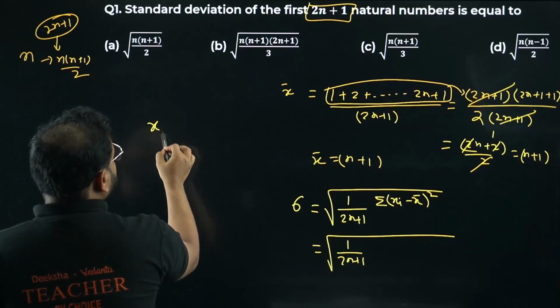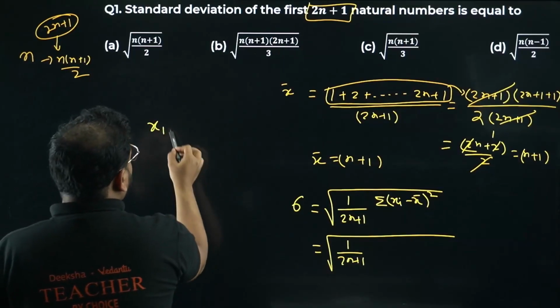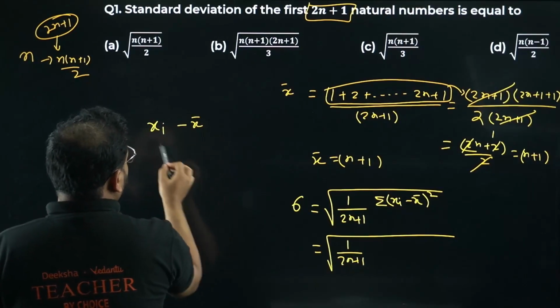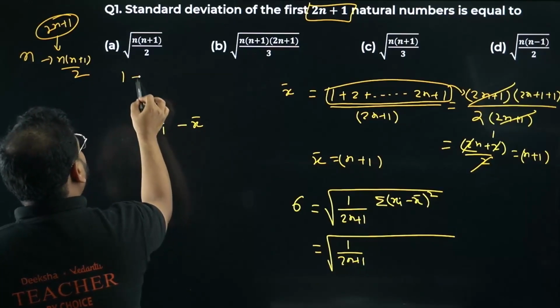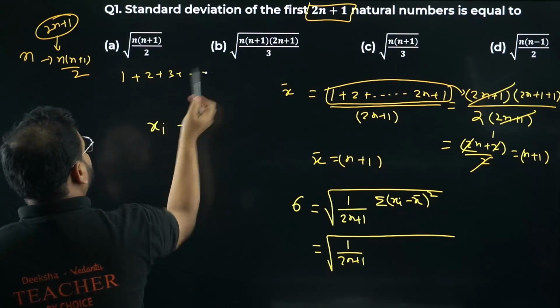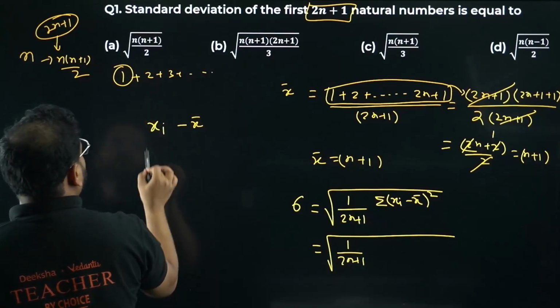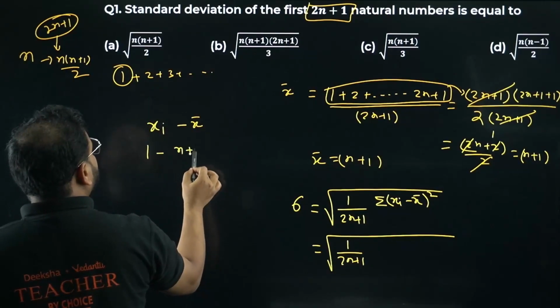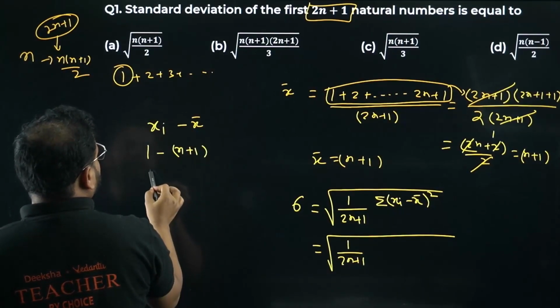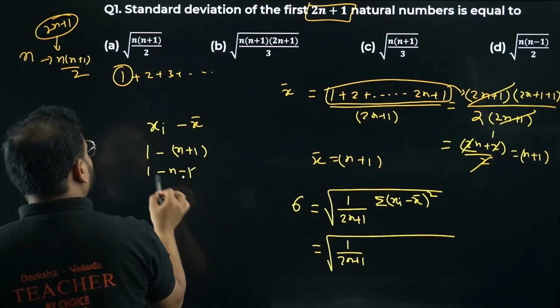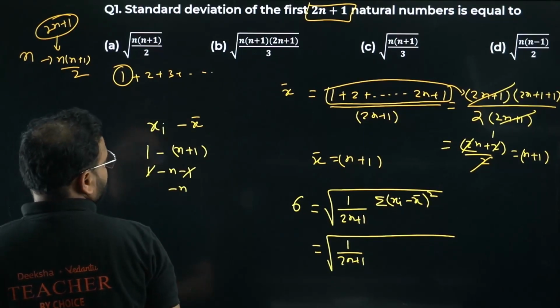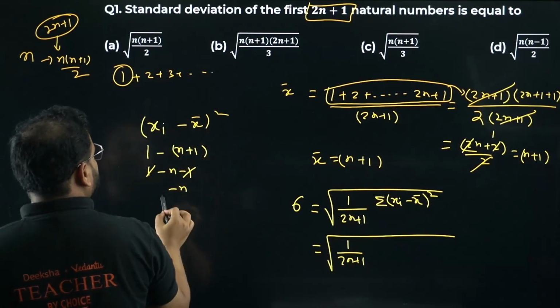If I'm writing here x1 minus x bar, what is x1 value? First term is 1, no? So right here, 1 minus n plus 1. How much do I get? I get here 1 minus n minus 1. 1 and 1 cancel, I'm getting here minus n only. But there's a square to this, so I get here square.